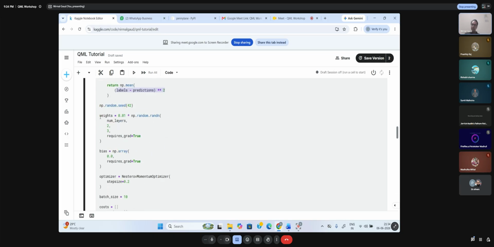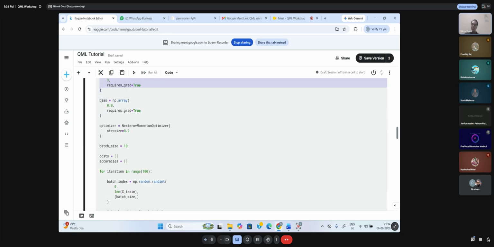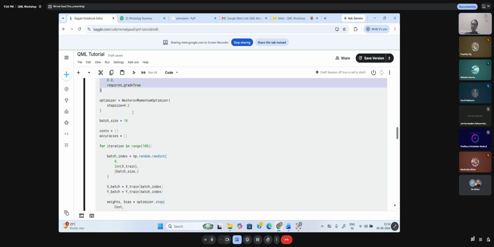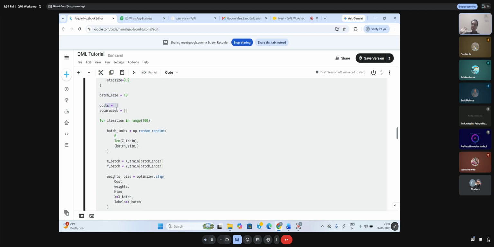Initialize random weights first. So this is random weights initialization. Bias will be 0 initially. Optimizer will be Nesterov, same as we have taken above. Batch size of the data will be 10. We will calculate the cost, error, and the accuracy. 100 times I need to iterate my circuit. We have done above, same.